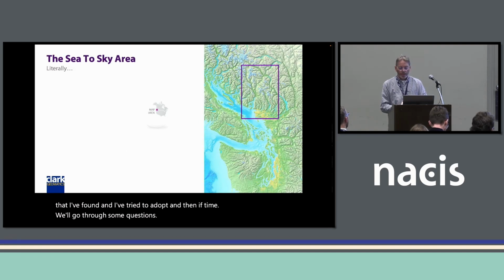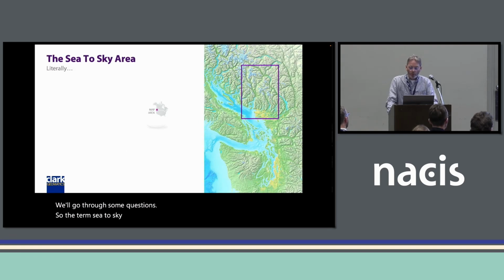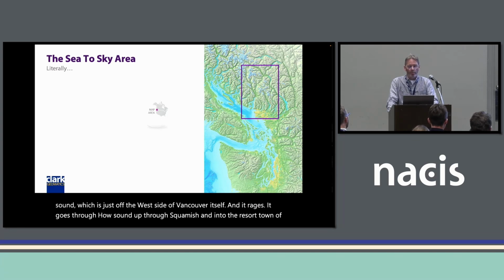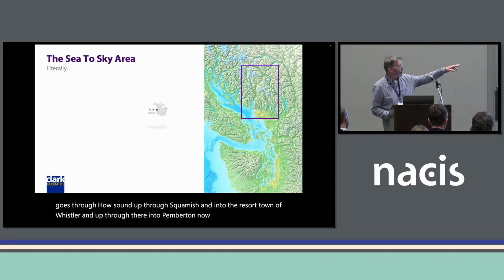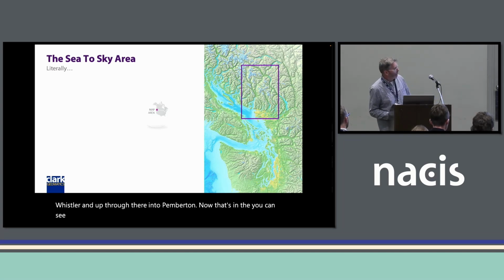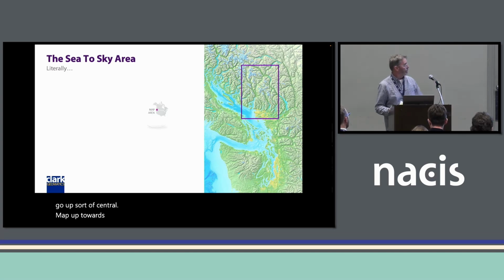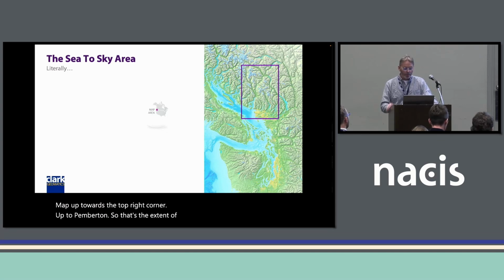So the term sea to sky reflects a journey from the coastal waters of Howe Sound, which is just off the west side of Vancouver itself. And it goes through Howe Sound, up through Squamish, and into the resort town of Whistler, and up through there into Pemberton. You can see Vancouver is that yellow blob of urban mass, and then as you go up sort of central map towards the top right corner up to Pemberton. So that's the extent of the map that I'm working on.